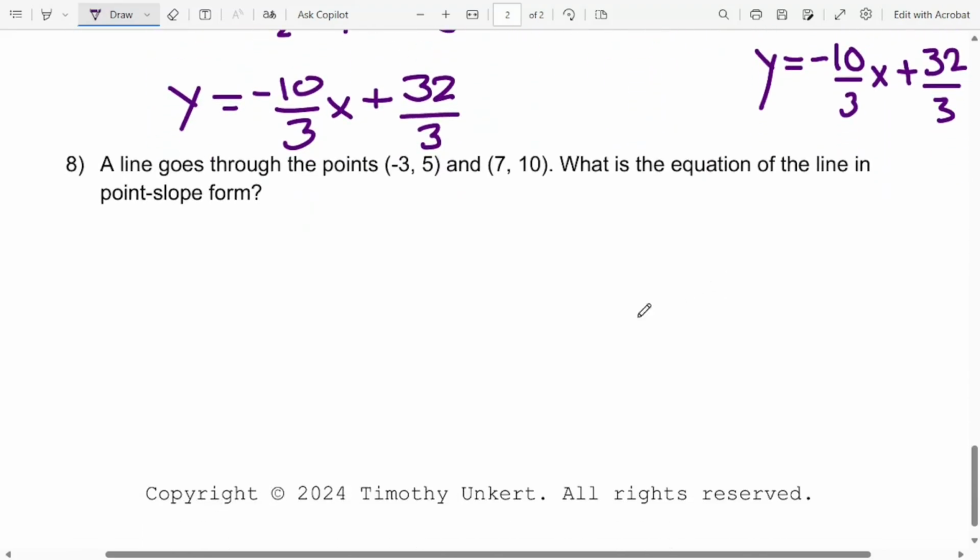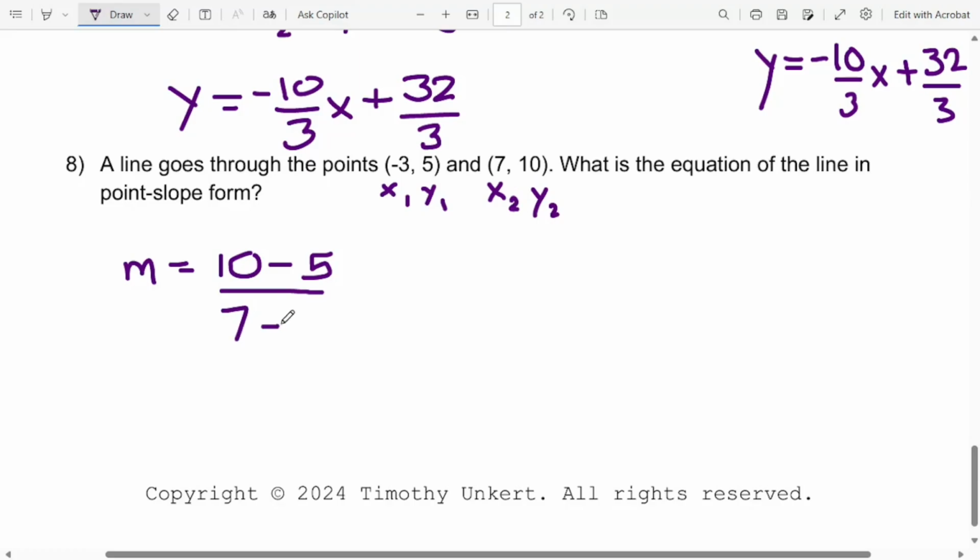Okay, the next one, last one here. A line goes through the points (negative 3, 5) and (7, 10). What is the equation of the line in point slope form? So again, we can find slope. I'm going to say this is x sub 1, y sub 1. This is x sub 2, y sub 2. We're going to say the slope m equals y sub 2, 10, minus y sub 1, 5, over x sub 2, 7, minus x sub 1, which would be negative 3.